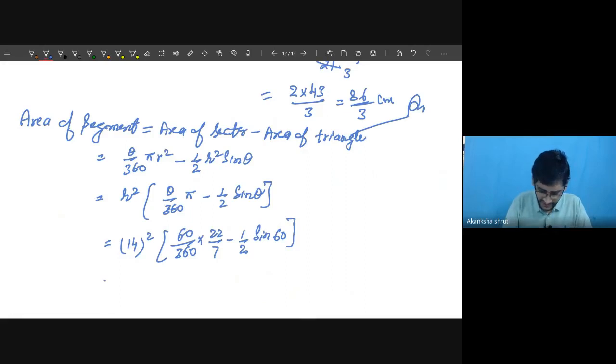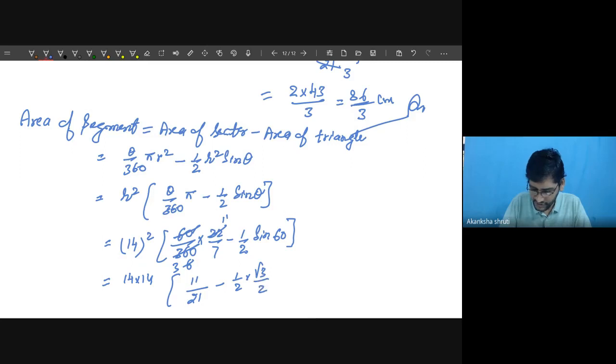So just substitute it. 14 into 14, it is our 6, so 6 can be 3 and 11, so it is like 11 by 21 minus half sine of 60 degree, which is root 3 by 2. So you may simplify this. 14 into 14, I am keeping this 14 so that 7 from this numerator can be cancelled.